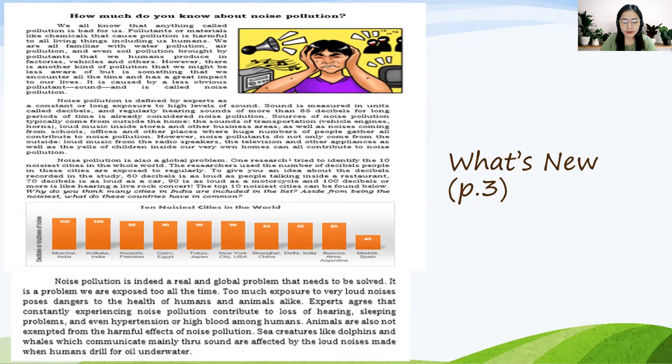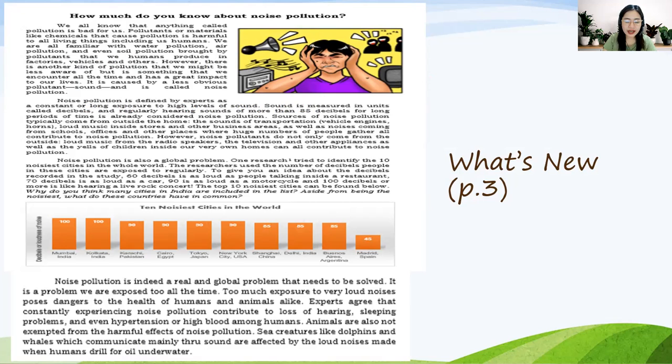let's start. We all know that anything called pollution is bad for us. Pollutants or materials like chemicals that cause pollution are harmful to all living things, including us humans. We are all familiar with water pollution, air pollution, or even soil pollution brought by pollutants that we humans produce in factories, vehicles, and others.